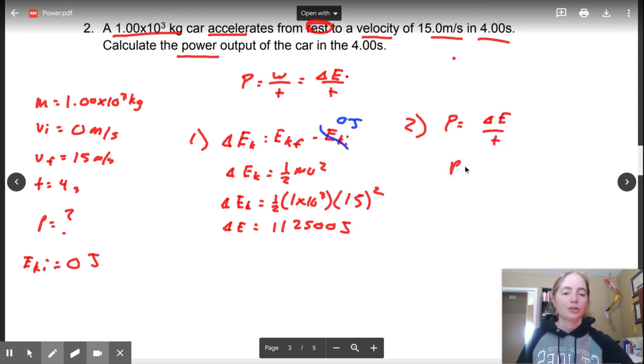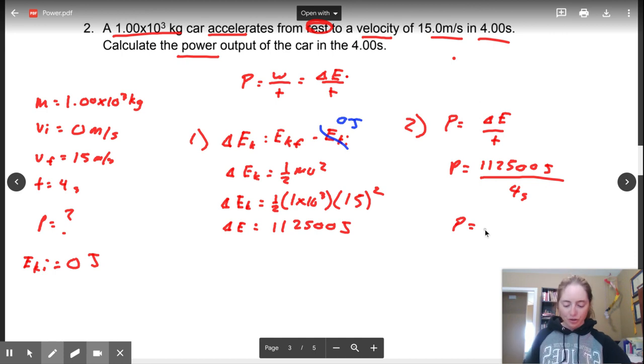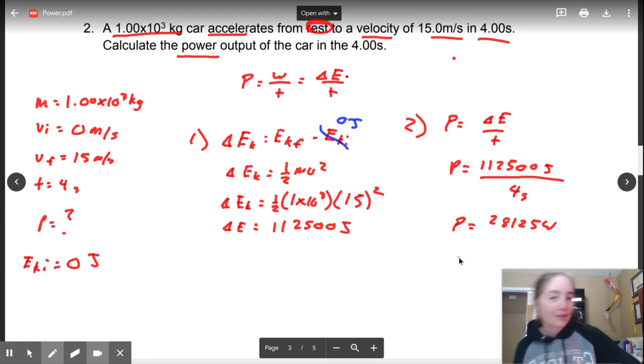Okay, so I've already calculated my delta E, 112,500 joules. And then you're going to divide that by time, which is 4 seconds, and you're going to wind up with power, 28125 watts. And ladies and gentlemen, as always, sig digs, please. Power is a scalar, so no direction.